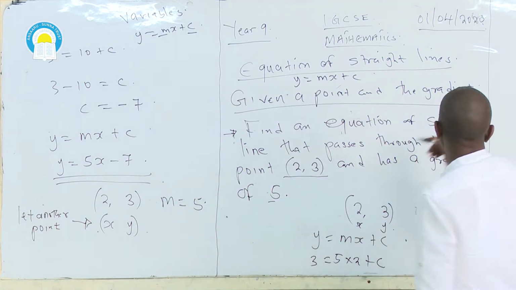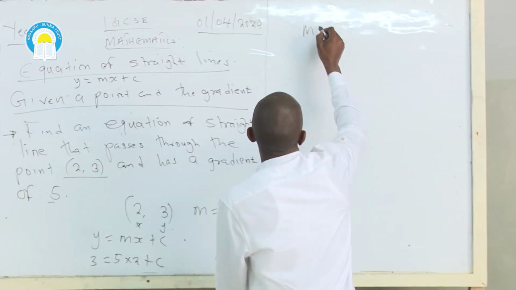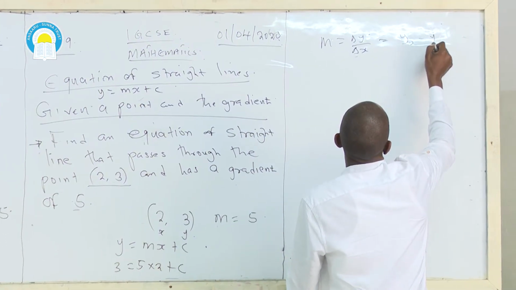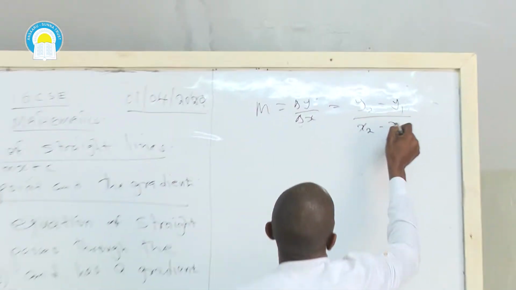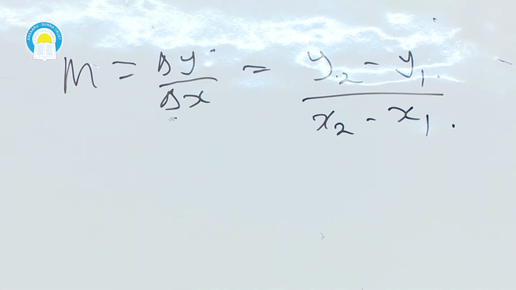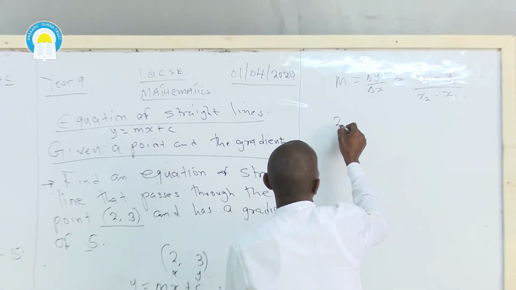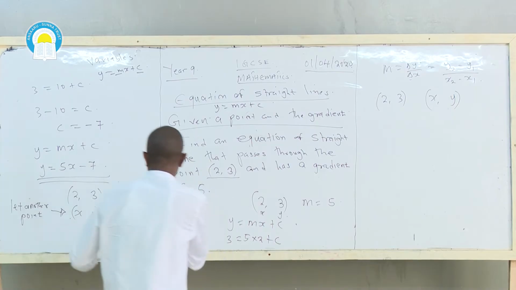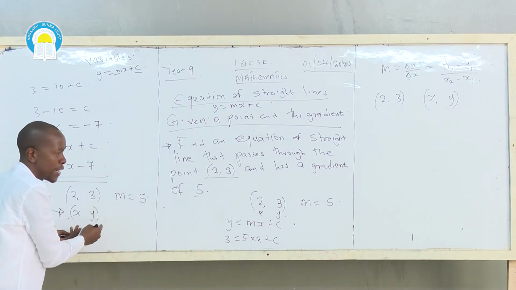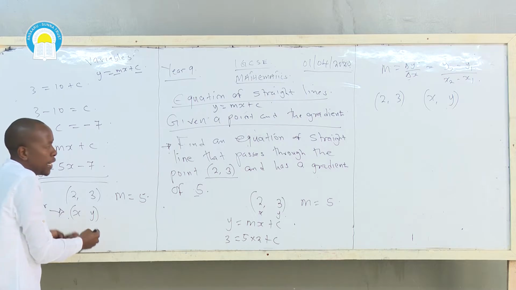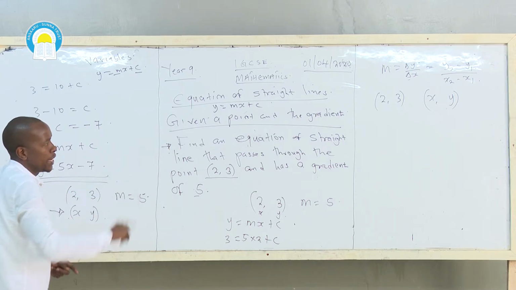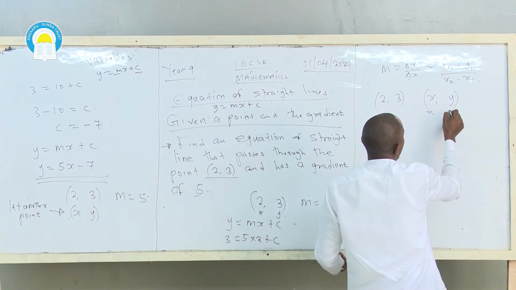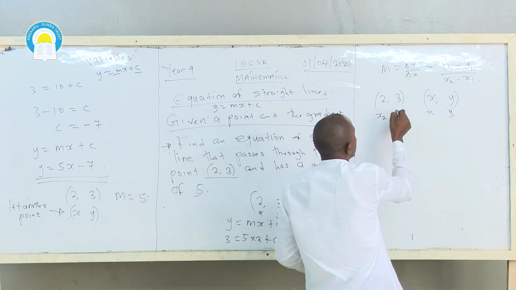Remember how we find our gradient. Gradient is change in y over change in x, which is y2 minus y1 over x2 minus x1. Now, these are our 2 points. We start by naming them. We have 2 and 3, and we have x and y. The next point that makes that straight line is x and y, which we are providing.